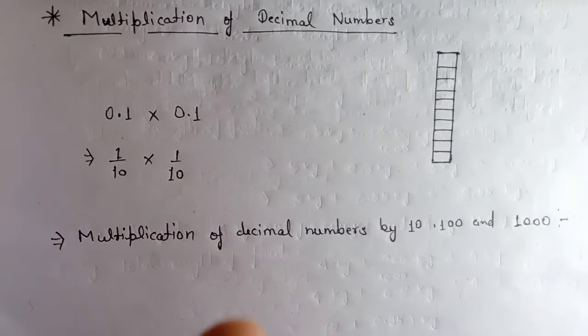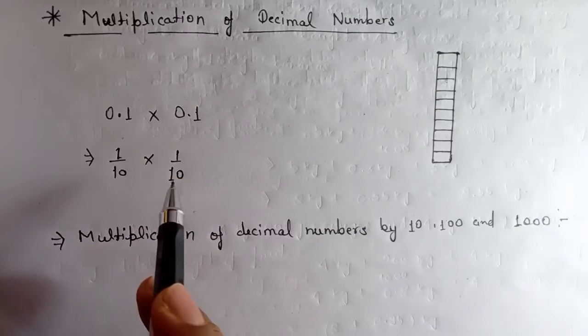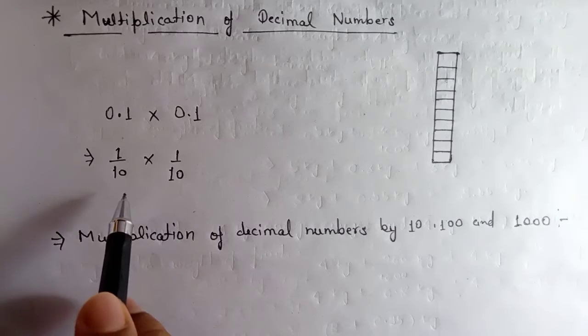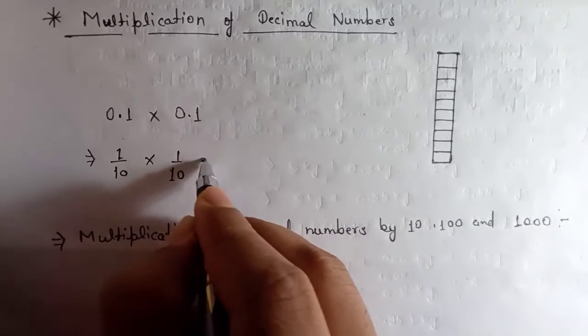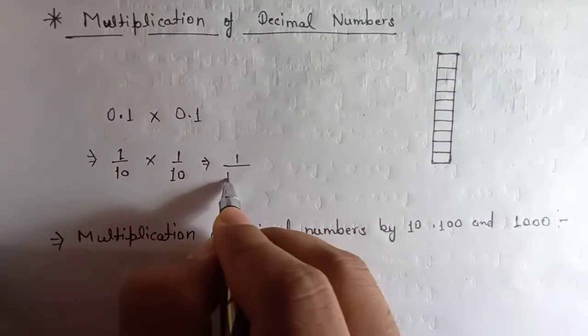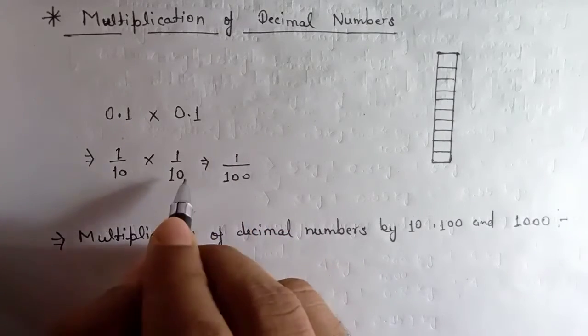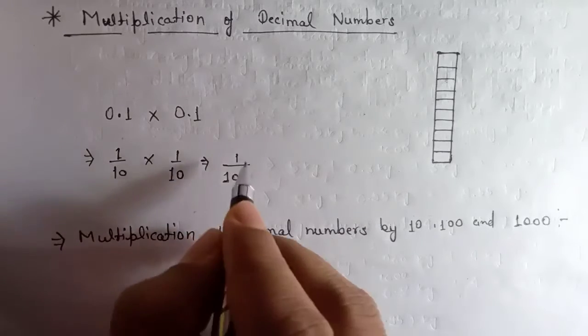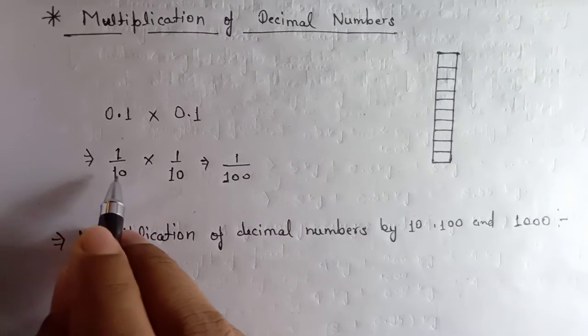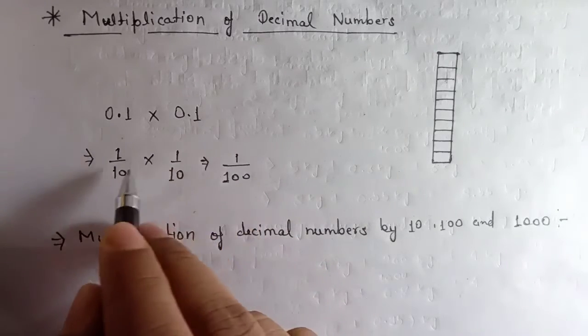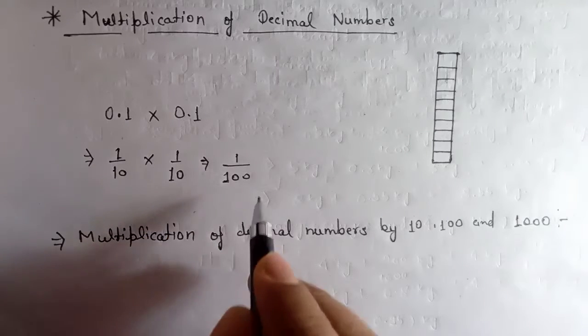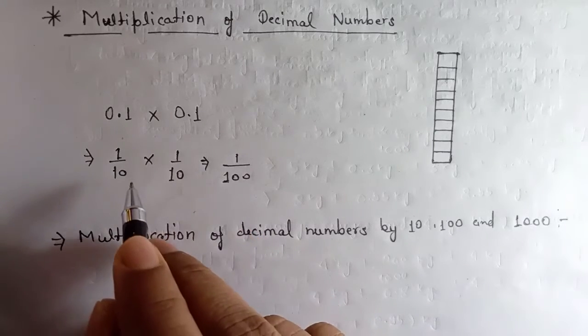0.1 means what? 1/10 part of 1, and when you multiply these two numbers, you get the result 1 upon 100. That you know already, that in multiplication you have to multiply the numerators and denominators separately and write 1 upon 100. 1 is the multiplication of numerators, and 10 into 10, that is 100, is the multiplication of denominators.